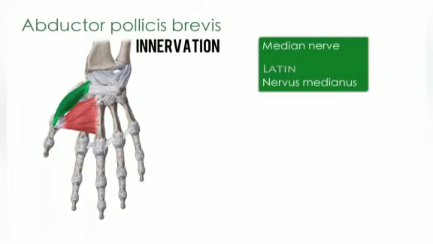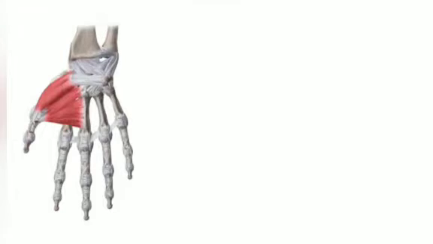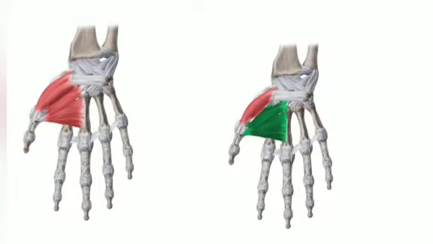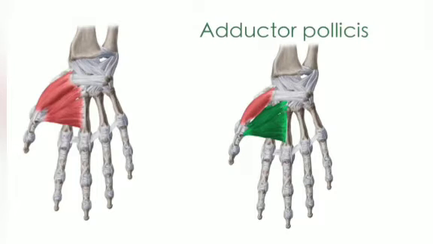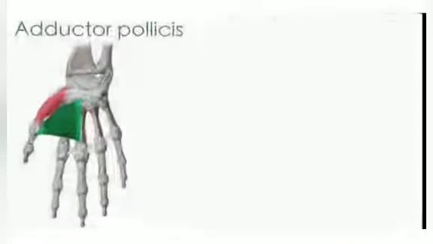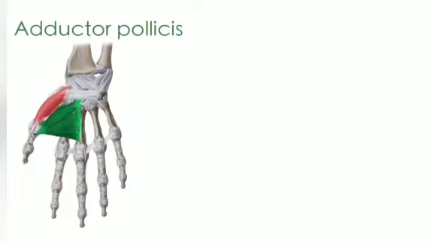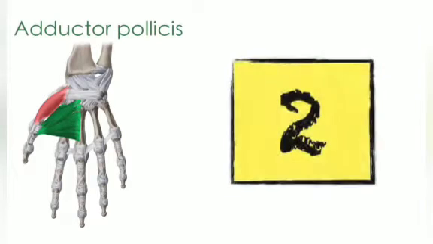Now let's move on to the second thenar muscle, and this is the one seen also highlighted in green, and this is the adductor pollicis. And a very, very important thing that you need to know about the adductor pollicis is that it has 2 origin surfaces, or 2 heads.